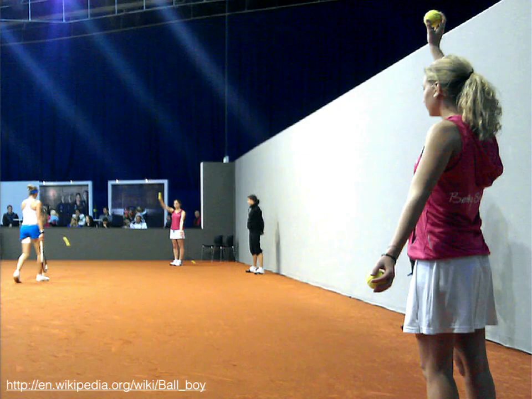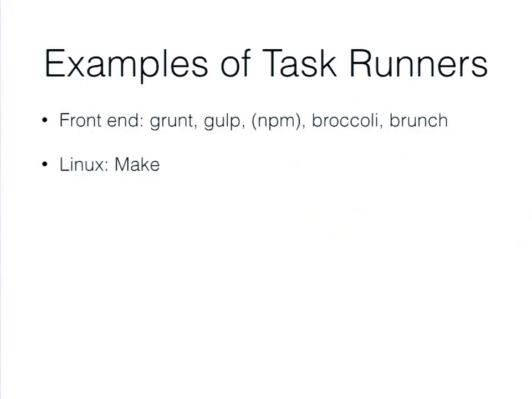So in the sense of computer languages, a front-end task runner would be grunt or gulp, broccoli, brunch. Those words all cluster together. They're all going to be doing the same kinds of things. And if I think about this in terms of a Linux sense, although I'm probably the only one in the room who's ever going to map things onto the Linux sense of the word, it's a makefile for building programs.